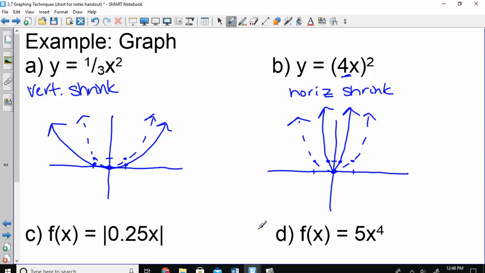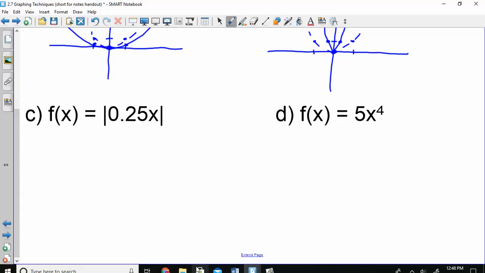Do we need to do C and D? Okay, let's go ahead and try them then. So C. What is my parent function? Absolute value. Absolute value of 0 is 0. 1, 1. -1, 1. You can do more if you need to. Absolute value of 2 is 2. -2, 2. It's just a V. Always make our parent function dashed.